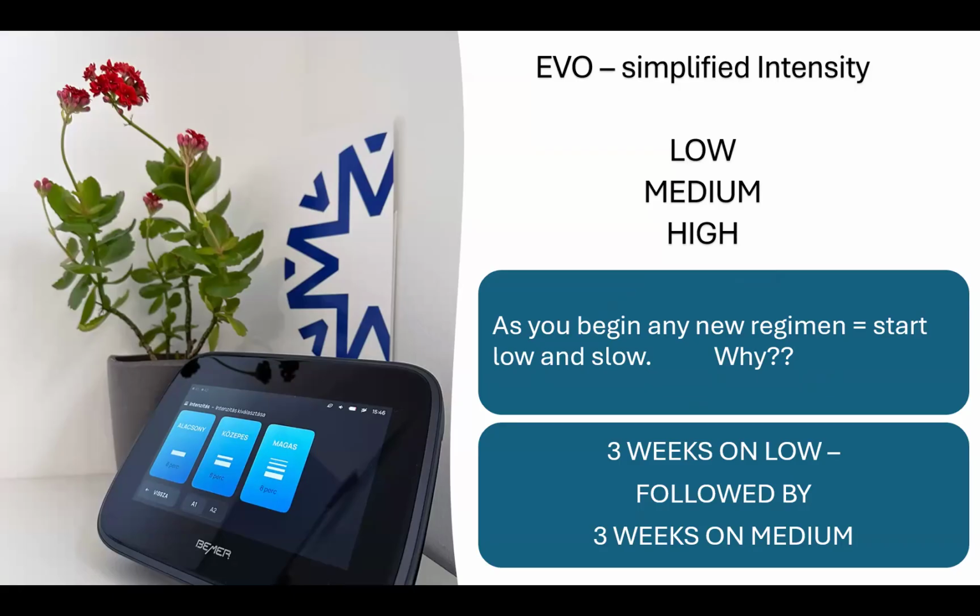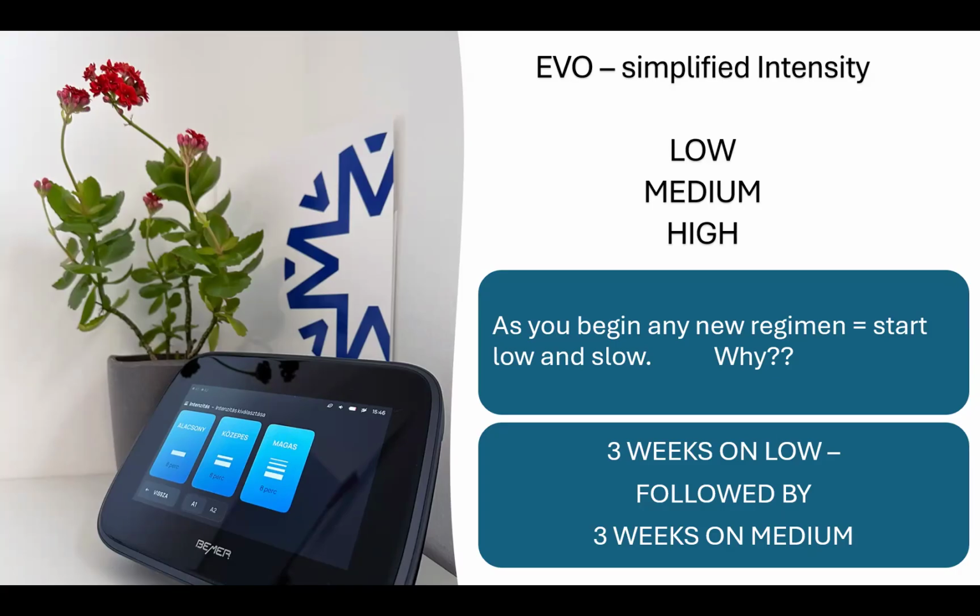And so, what they did here with the new Evo is they simplified it. We've got three intensities. You've got low, you've got medium, and you've got high. And we can see it in a different language here: low, medium, and high, right? Three different intensities. Now, as you begin any new regimen, it's always good to start low and slow.